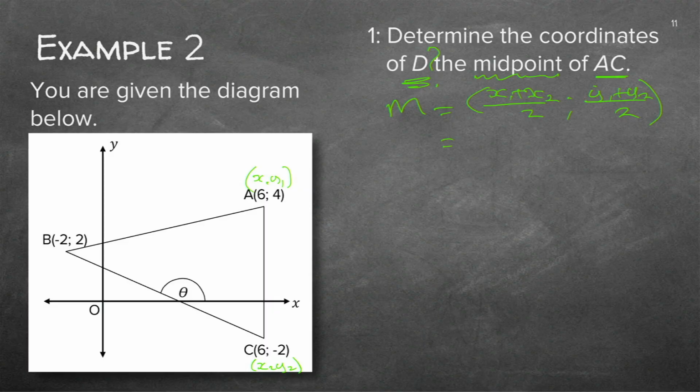So if I work that out, it will be 6 plus 6 over 2. This one will be 4 minus 2 over 2. It will be 12 over 2, which is 6. And 2 over 2 is 1. So that would be the point 6 and 1. Now, if I put it there, this is the point D.